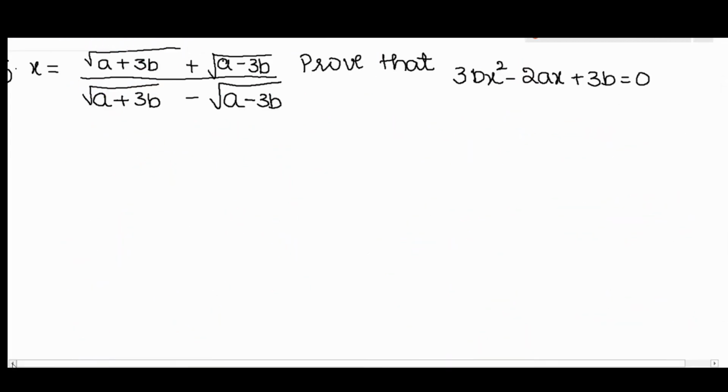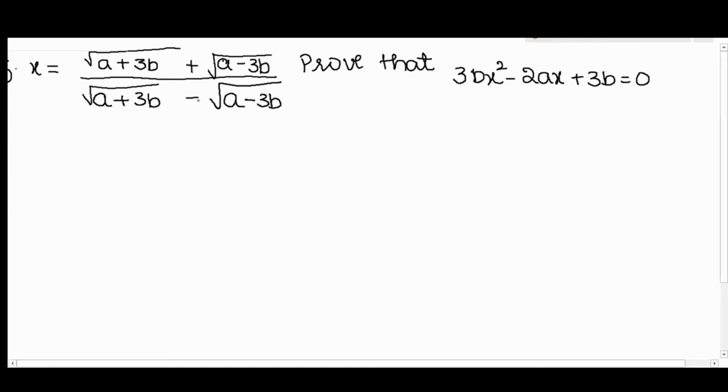Let's go for the next problem. If x is equal to root of a plus 3b plus root of a minus 3b, whole divided by root of a plus 3b minus root of a minus 3b, prove that 3bx square minus 2ax plus 3b is equal to 0.